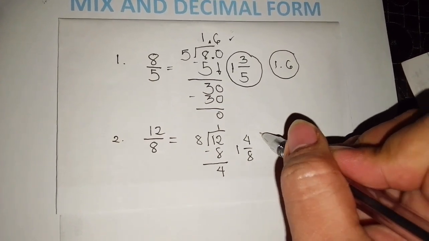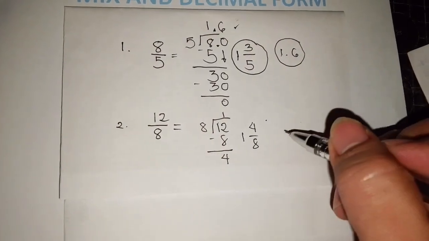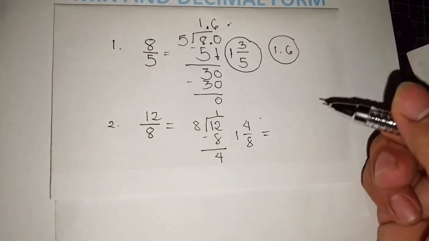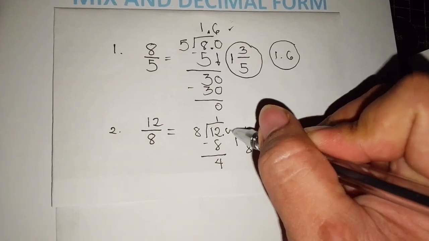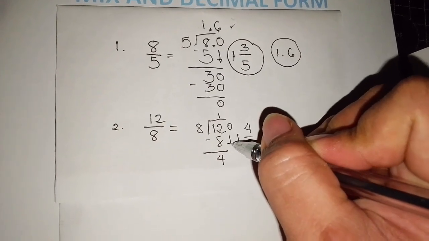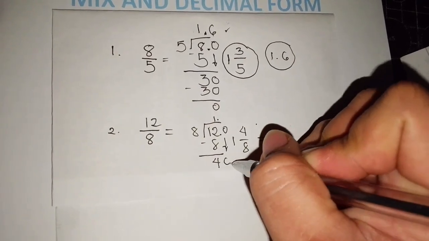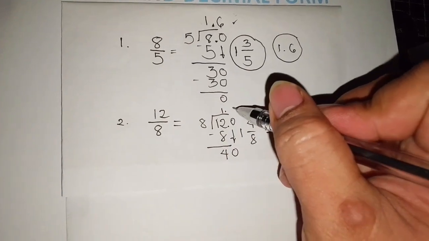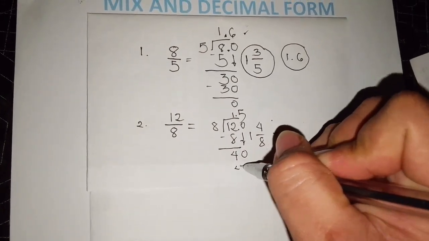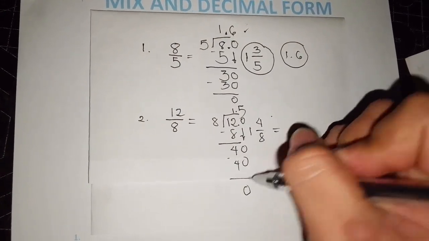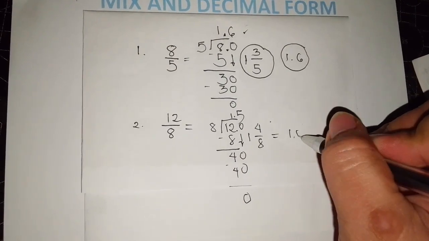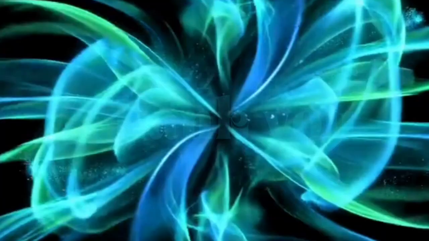Then to have the mixed fraction, the quotient is 1, so there was the 1 there, and the numerator is the remainder, which is 4, and the denominator is 8, the divisor. So we have 1 and 4/8. Okay, so how many 8 are there in 40? That was 5. So 1.5.